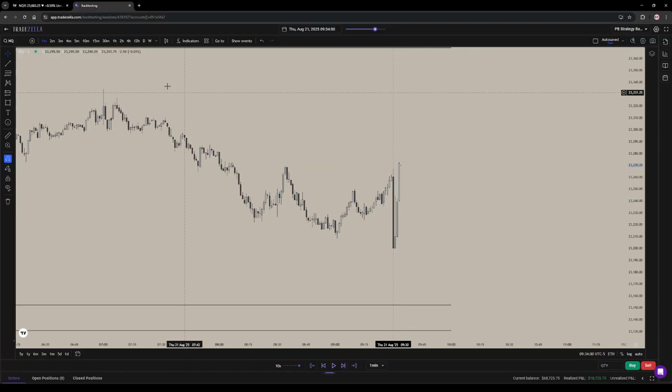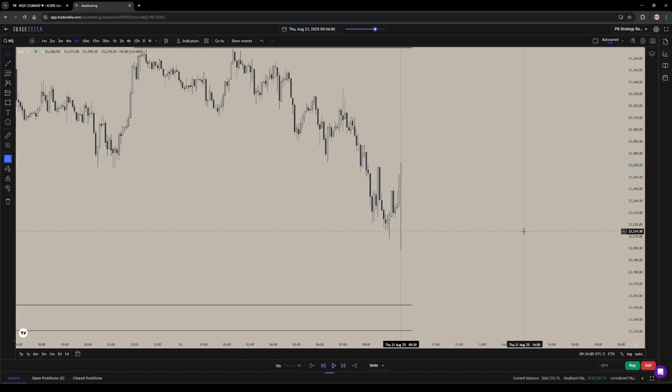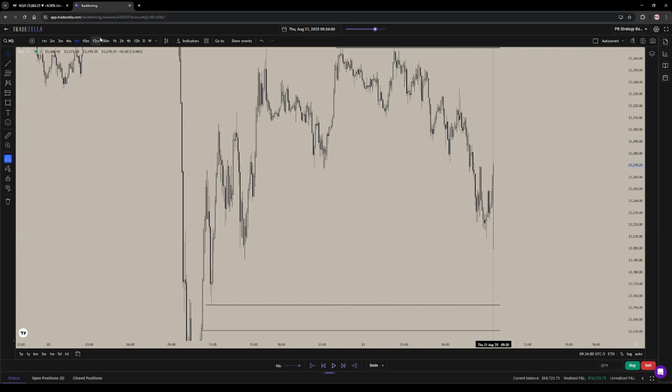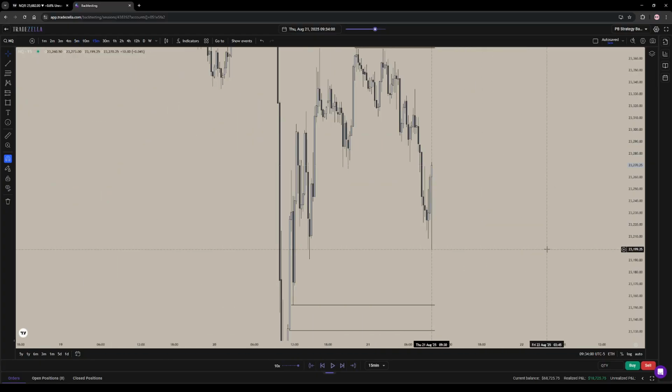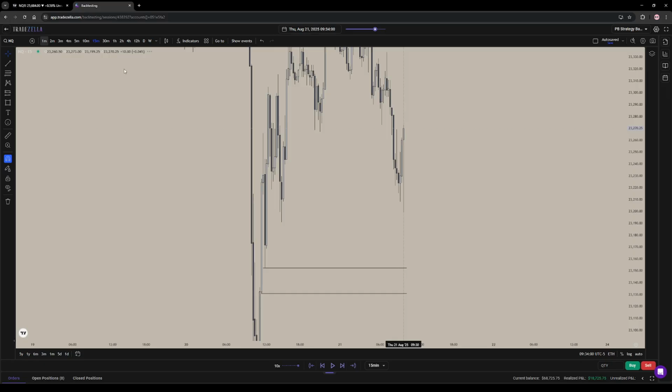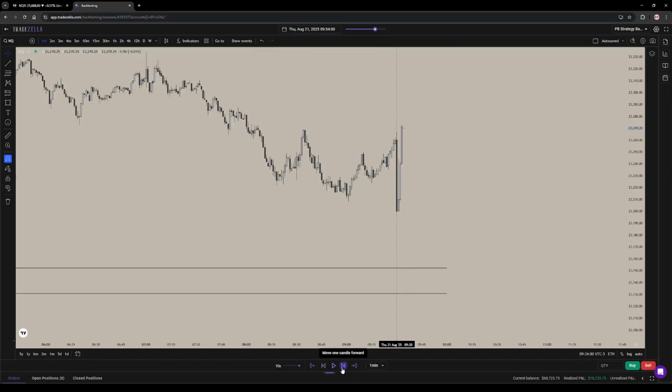Oh my god, bro. Just about this low. Just no high time frame support though, so I'm just going to have to wait and see what happens here.